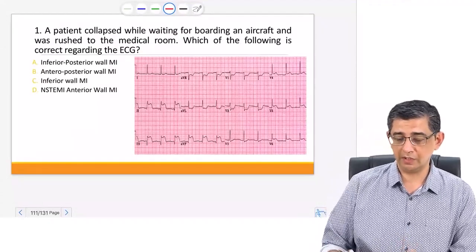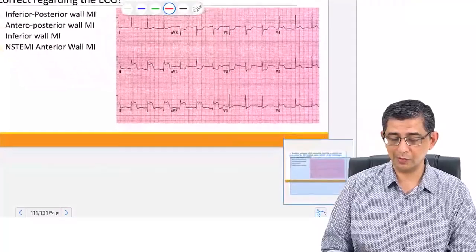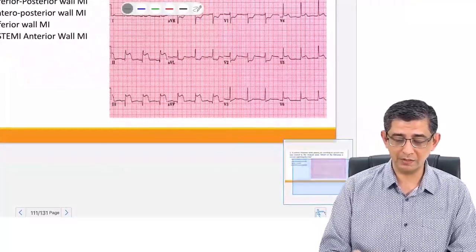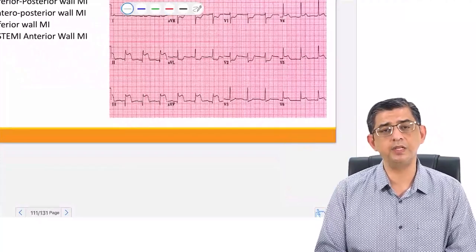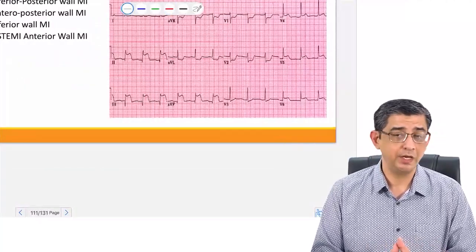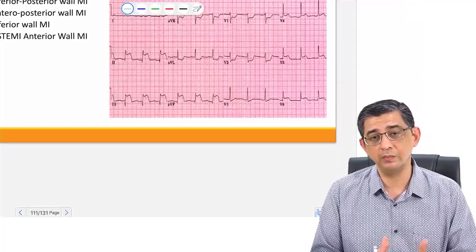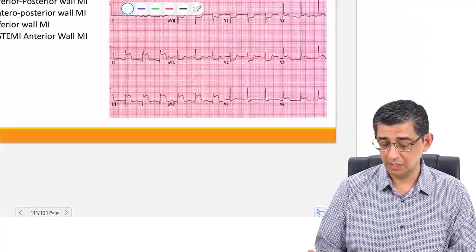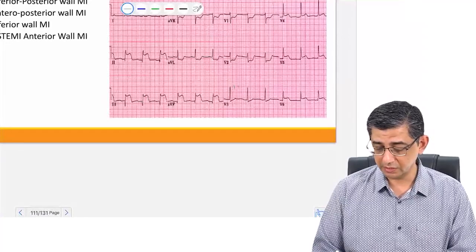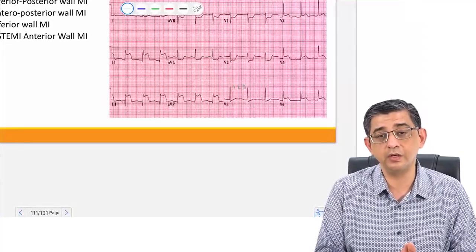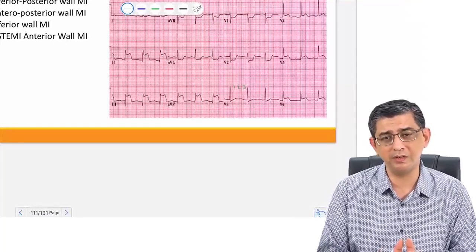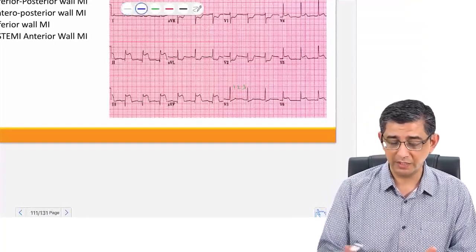The moment an ECG is given to you, you should be able to analyze the heart rate and pick up any gross changes, because the person has collapsed. It could be a cardiac event, something like a myocardial infarction or a tachyarrhythmia. Looking at the ECG, the heart rate of this patient is about 100 or so, because 3 large squares can be picked up.